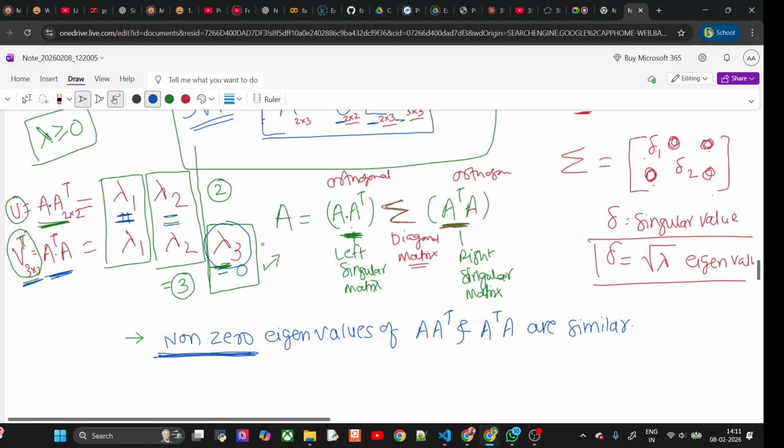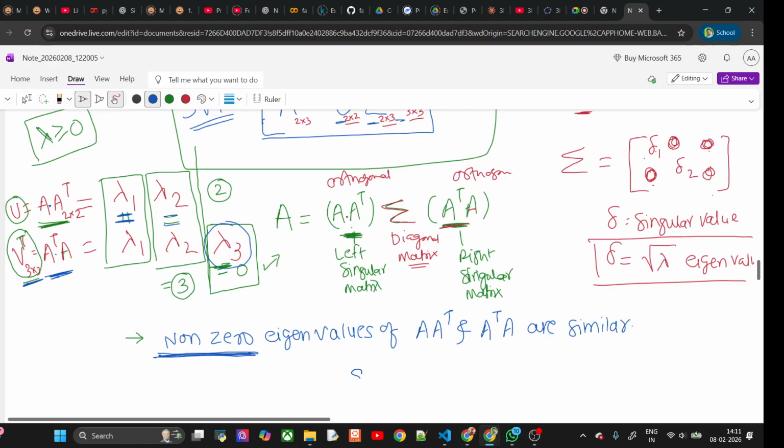Yeah, lambda 3 will always be 0, because this is a semi-definite matrix. So the next eigenvalue, which is remaining, is less than lambda 1 and lambda 2. Lambda 1 is the maximum value, lambda 2 is the second maximum, lambda 3 is the lowest one. Because it's a 3 cross 3. If it were a 5 cross 5, lambda 5 would be the lowest one. So the lowest eigenvalue is lambda 3 here, and if you calculate that, it will come as 0.